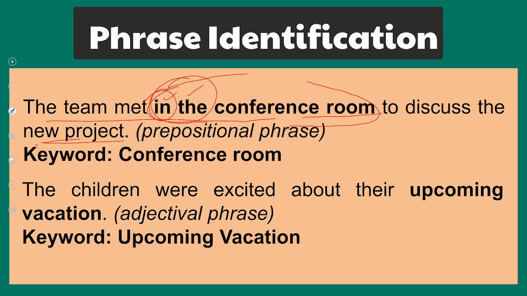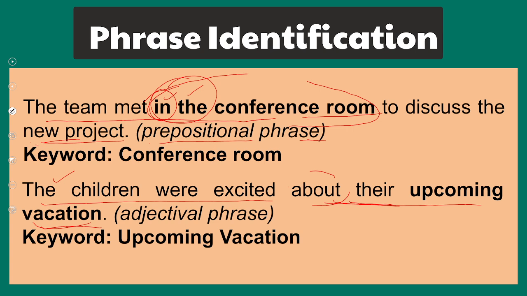But what phrase? Yes, since we have a preposition, then that would be called a prepositional phrase, because this phrase contains a preposition. Now, let's talk about the next example. The children were excited about their upcoming vacation. Now, what were the children excited for? Their upcoming vacation, or about their upcoming vacation.